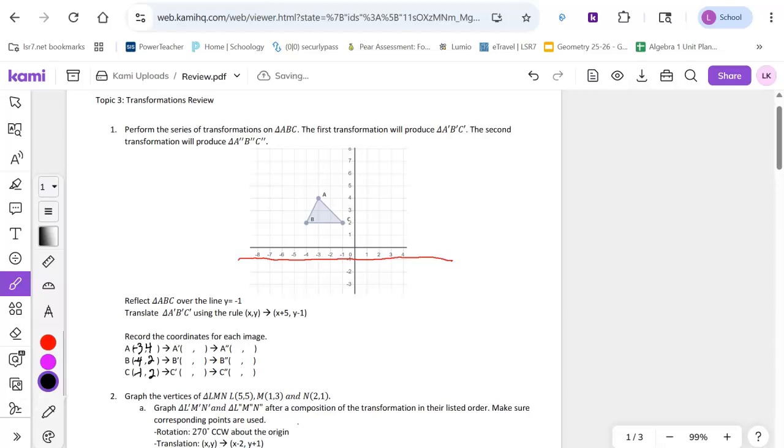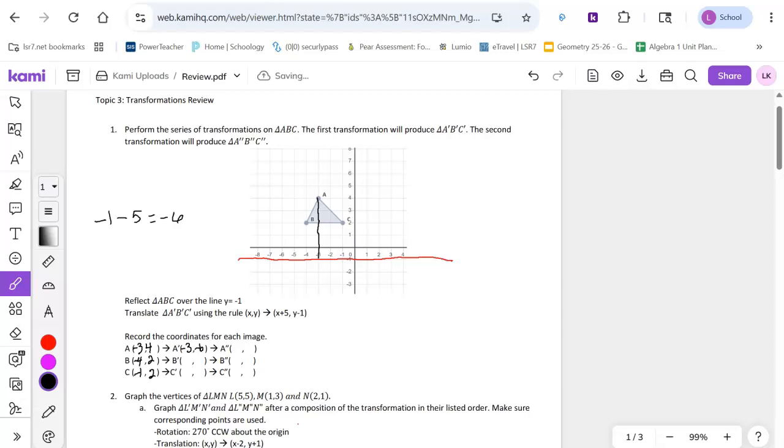So for that, I know that A prime is going to be -3, and then my y will change. How many units from A to the line of reflection are there? 1, 2, 3, 4, 5. My line of reflection is -1, so I'm going to have -1. I'm flipping it or reflecting it across that y equals -1. So that means I'm going to go farther down on the y. So -1 minus 5 is going to give me -6.